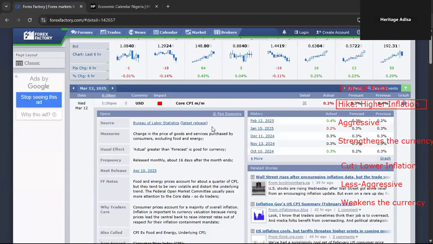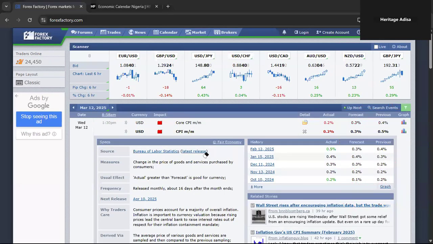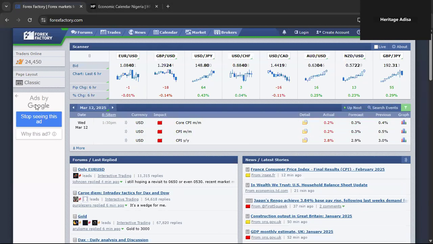You know, inflation in the US on Wednesday was way below expectation, right? We were expecting 0.3% for both core inflation and the headline inflation. But what we had was 0.2%.